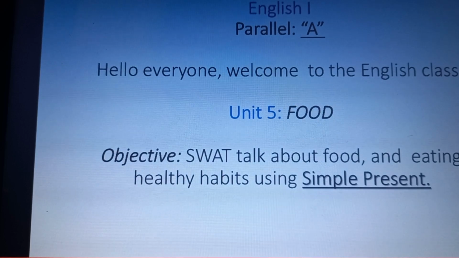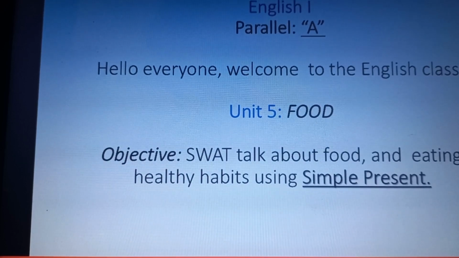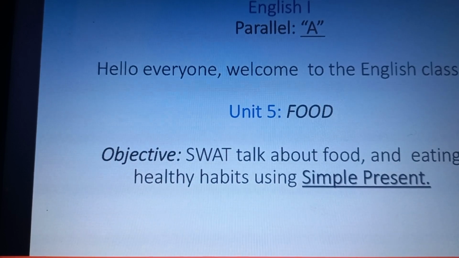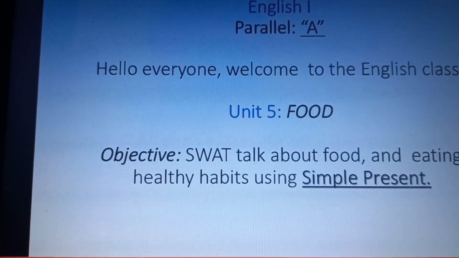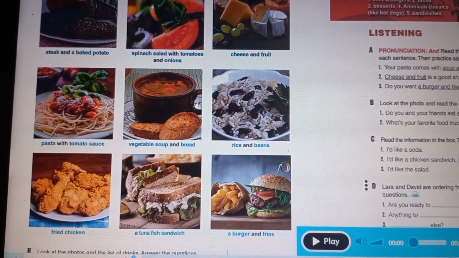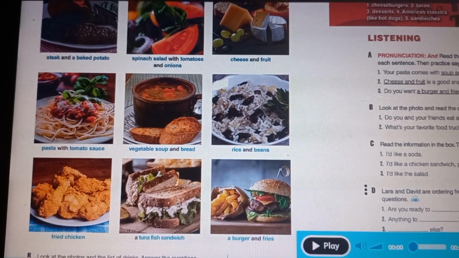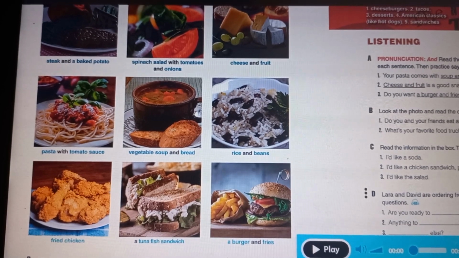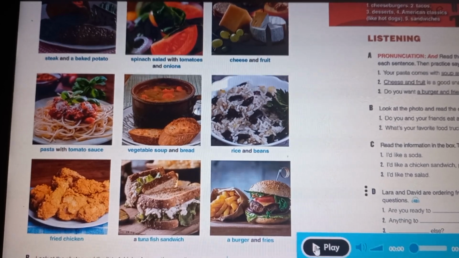Today we're going to study Unit 5, Food. Objective: talk about food and eating healthy habits using simple present. First of all, we are going to practice some vocabulary related to food. Listen and practice it at home, please.